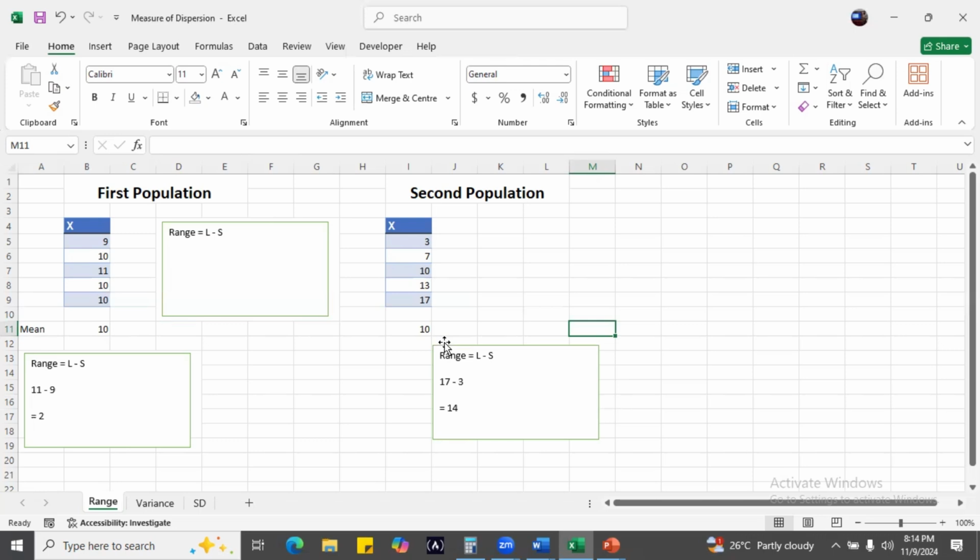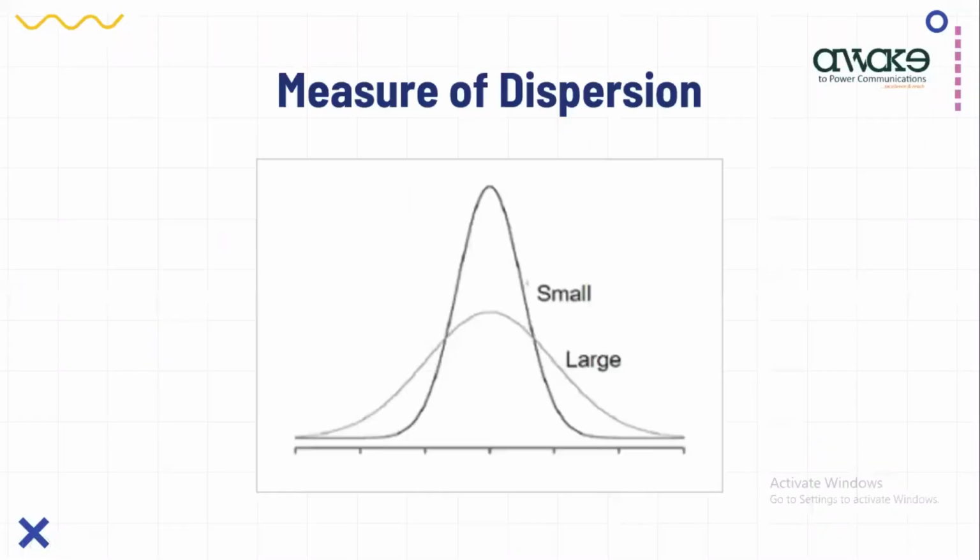Okay, so now we have two populations having similar means, but we are having different values for our range. What this shows us is the dispersion between the individual values in this distribution. If we look at the first population, we will see that the difference between each value isn't much. And so when we go back to our measures of dispersion, we can see that for the first population the dispersion is small, okay? It's small because it's centered around the mean, okay?